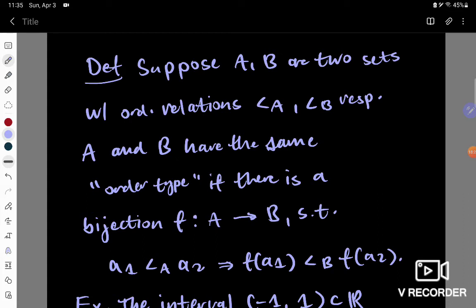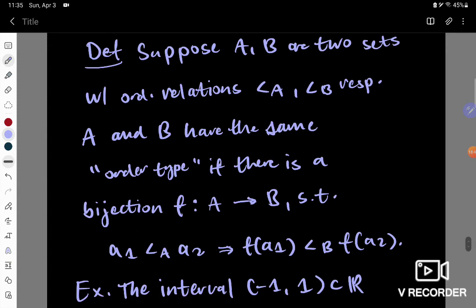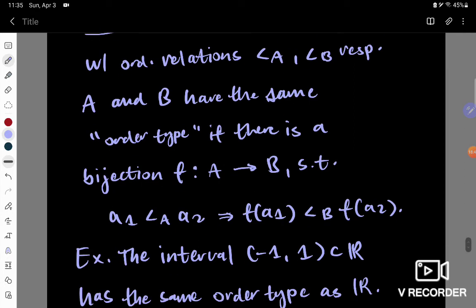So it's really a statement about the sets themselves and the way that they're structured, that this function, this bijection exists, that it preserves the orderings of each pair of elements like this. Here's a really interesting example to illustrate how two sets can have the same order type. And a somewhat unexpected one, I think, because you have this open interval in the real numbers, (-1, 1), as a subset of R, and this turns out to have the same order type as the real numbers itself.